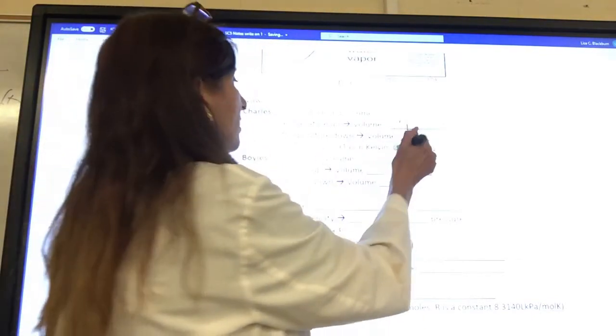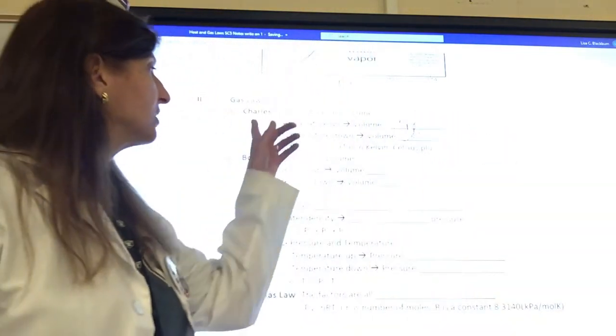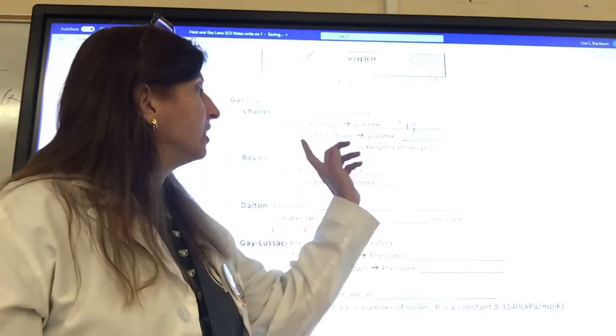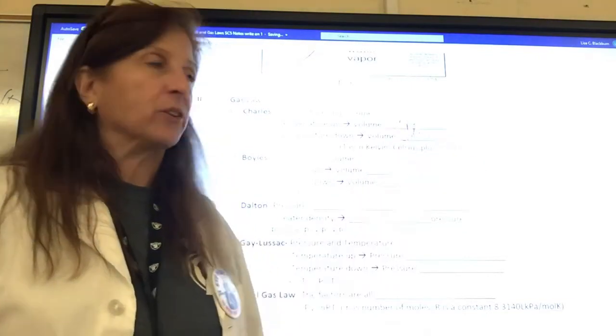So if the temperature goes down, the volume goes down, and that's what Charles's law is. Now here's the formula. It's V1 over T1 equals V2 over T2. The temperature is in Kelvin, and how you get Kelvin is Celsius plus 273.